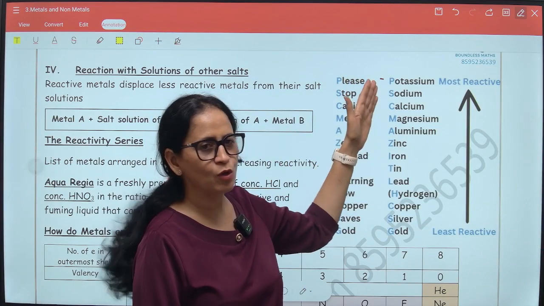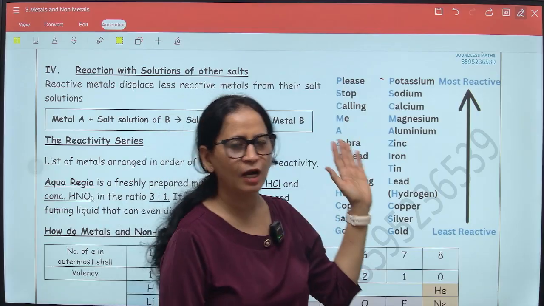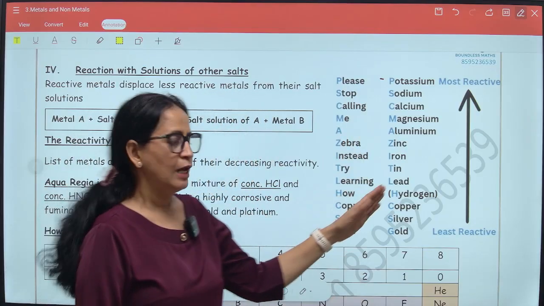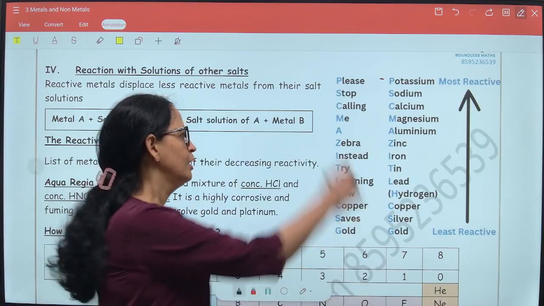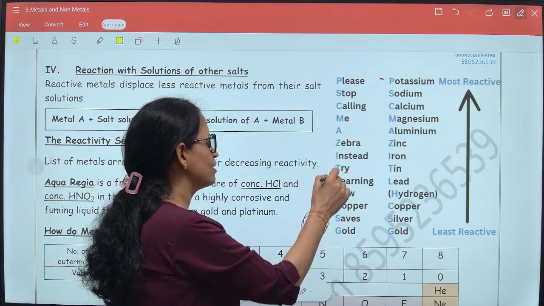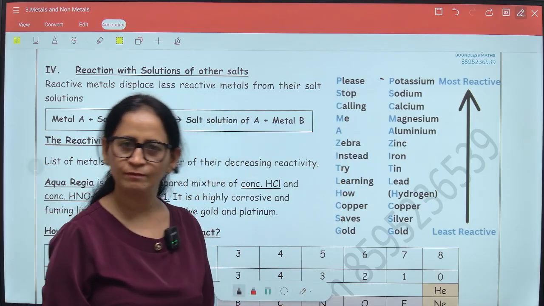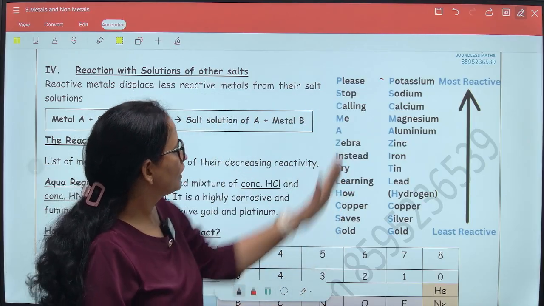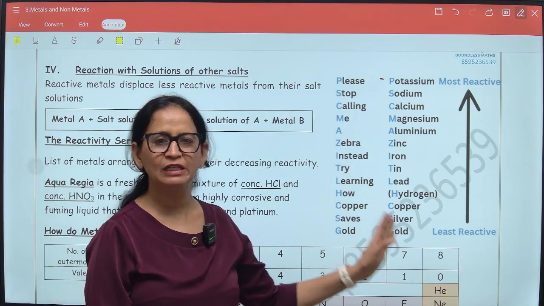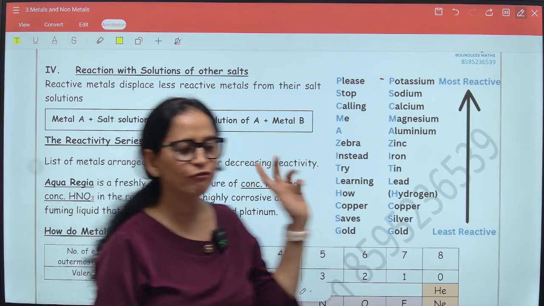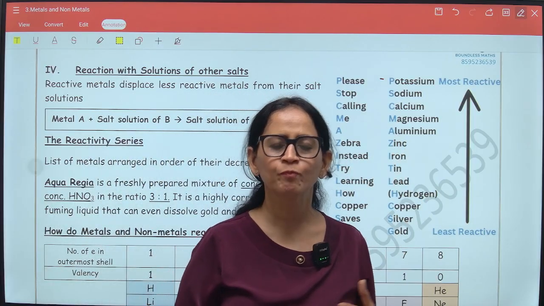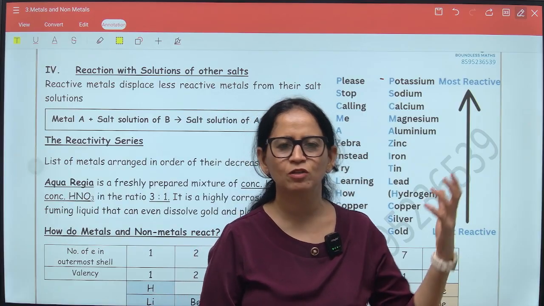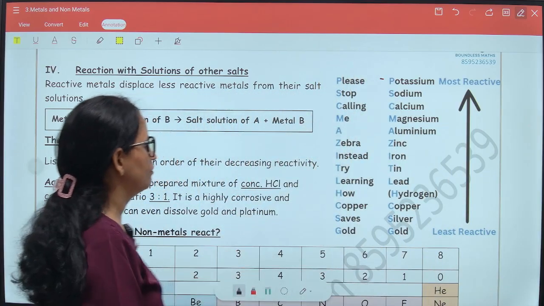So, potassium, sodium, calcium, magnesium, aluminium, zinc, iron, tin, lead, and after hydrogen we have copper, silver and gold. How to learn that? Please stop calling me a zebra, instead try learning how copper saves gold. So, this helps you with the initials of these metals that have been arranged in the reactivity series. Now, if you remember this reactivity series, it is very easy to relate all the chemical properties of metals because they are all graded in the form of this reactivity series only.